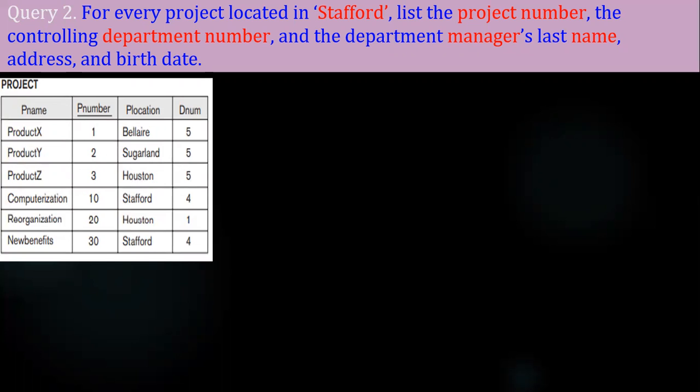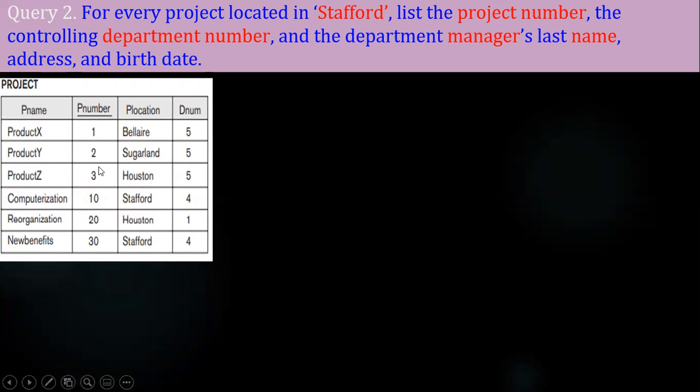Now we need to decide. Here a single join and single selection condition is not sufficient. So instead of writing a single inline expression, I will extract the required data from each relation, and that data I will use to get the solution in the next step. According to the question, first we'll list the project numbers which are located in Stafford. So here I will take the project table.